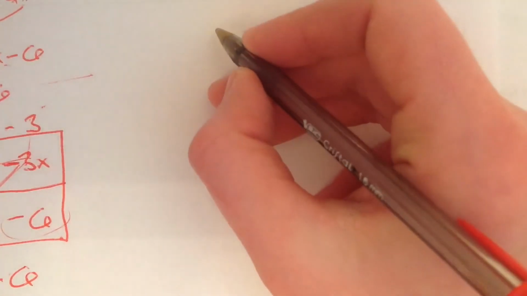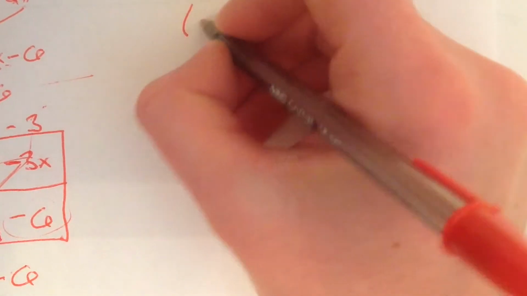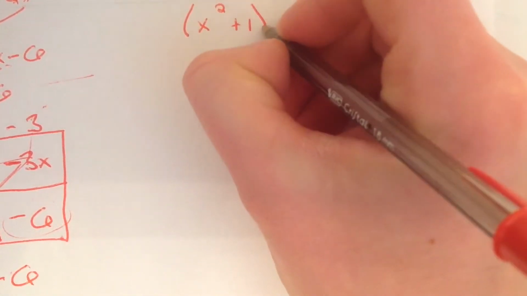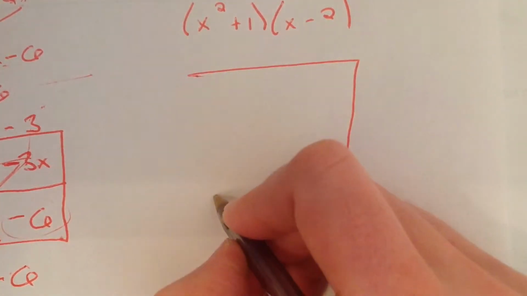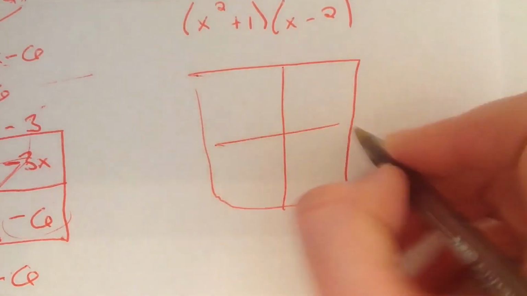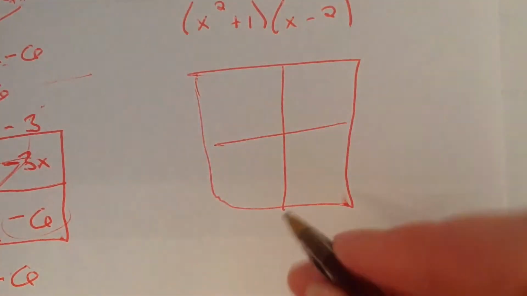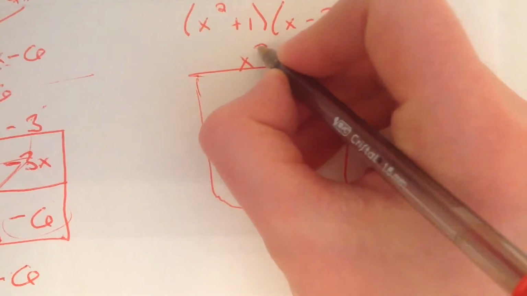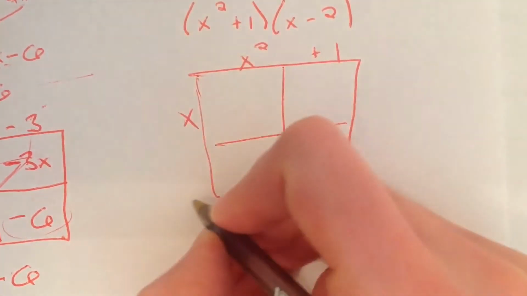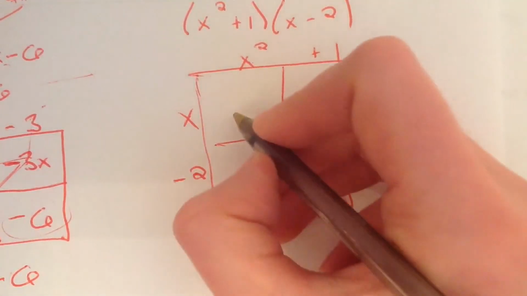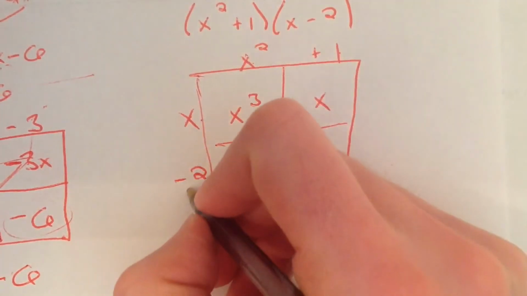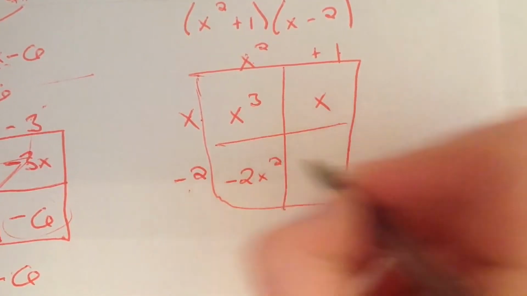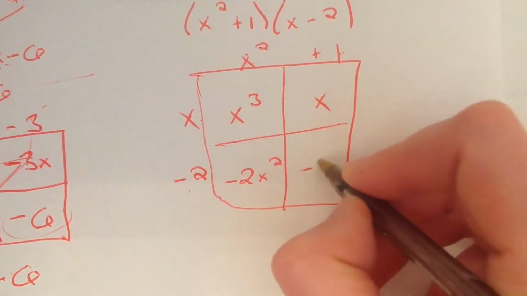Okay, one more. So say, for example, I was given x squared plus 1 and x minus 2. Even though this isn't quite the same structure as the others, we can still do it. So we can say x squared plus 1 and x minus 2. X times x squared is x cubed. X times 1 is positive x. X squared times negative 2 is minus 2x squared. Negative 2 times 1 is minus 2.